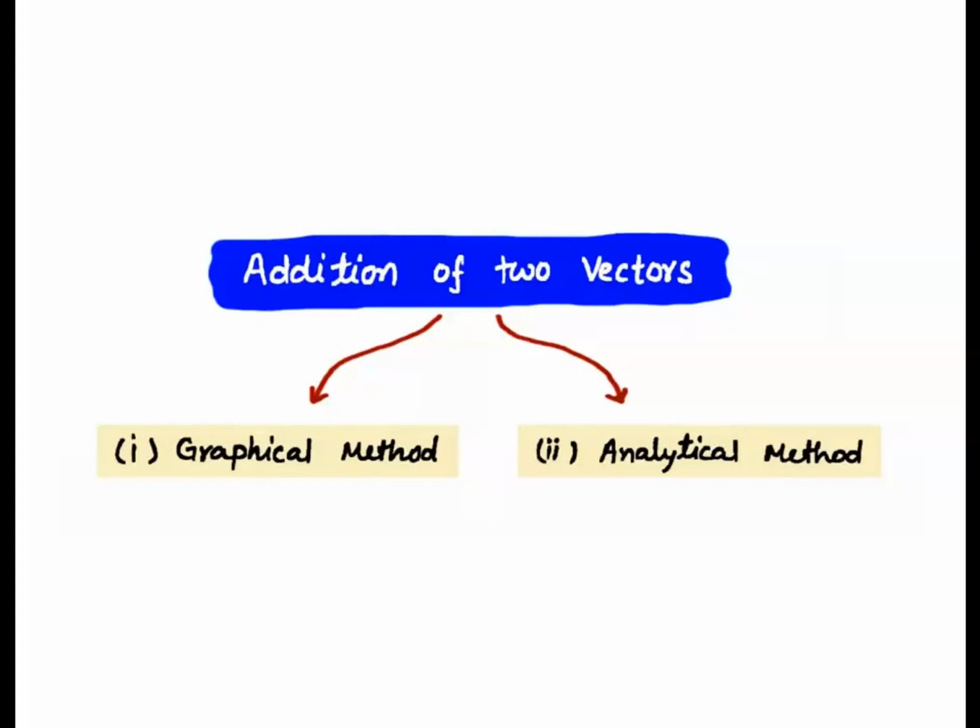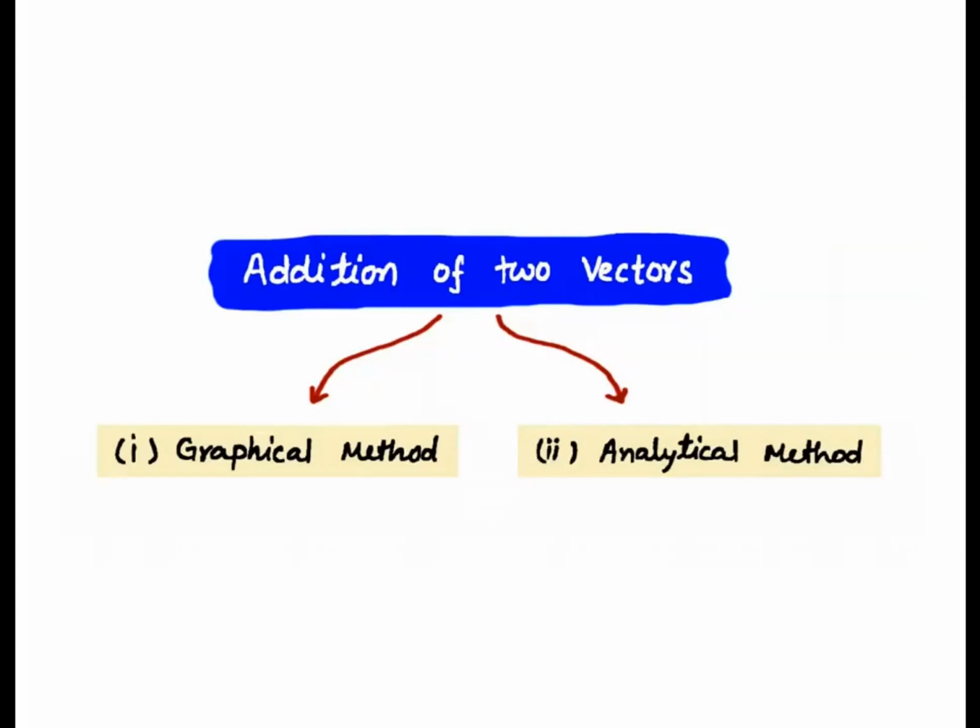That single vector will produce the same effect as the two individual vectors together will produce. So, the process of adding two or more vectors is also called composition of vectors.